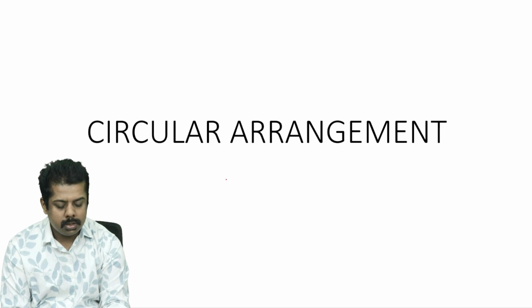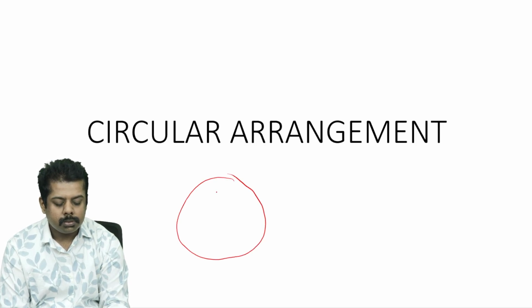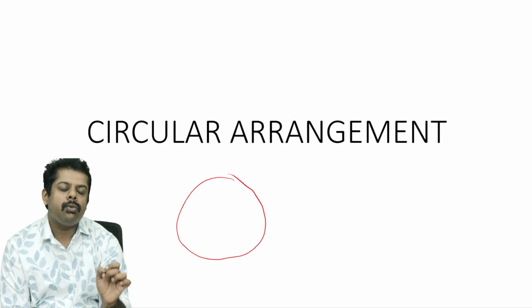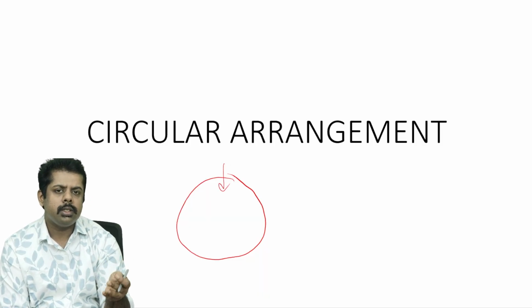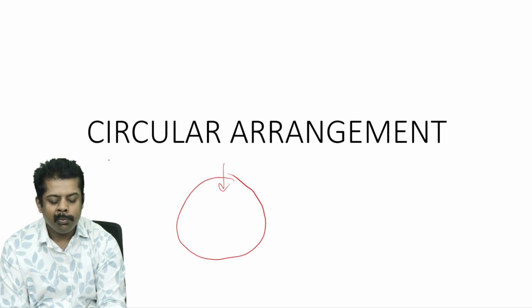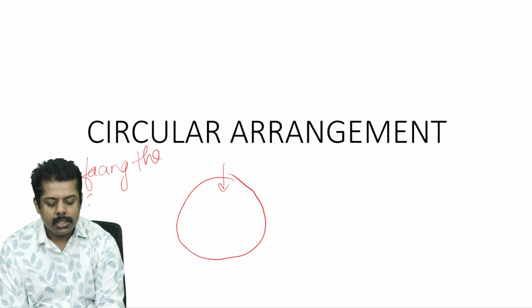The two scenarios will be there in a circular arrangement. One scenario is facing the center. That means 6, 7 or 8 persons will be there, and they are going to face the center. So for facing the center, the question will say that they are facing the center.